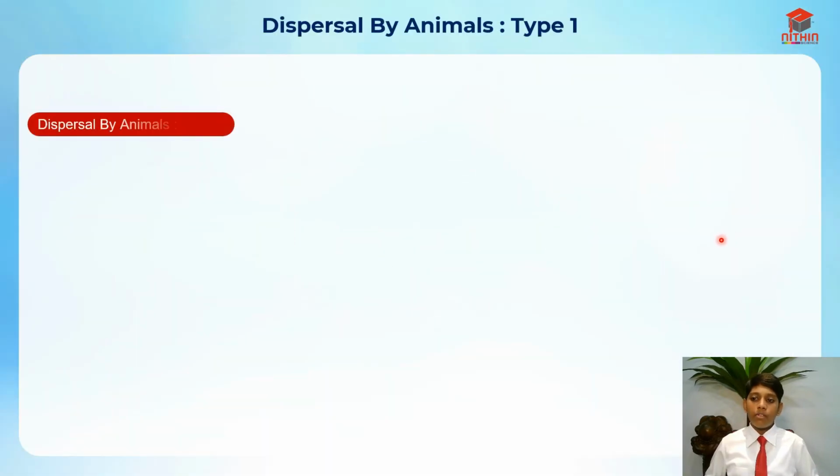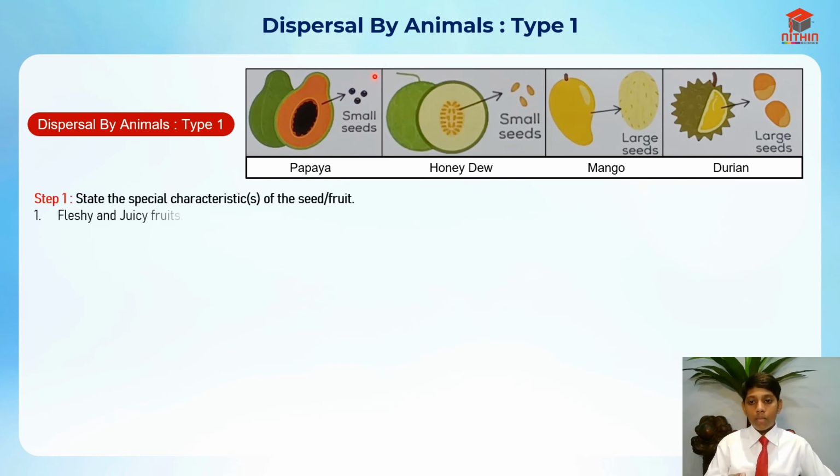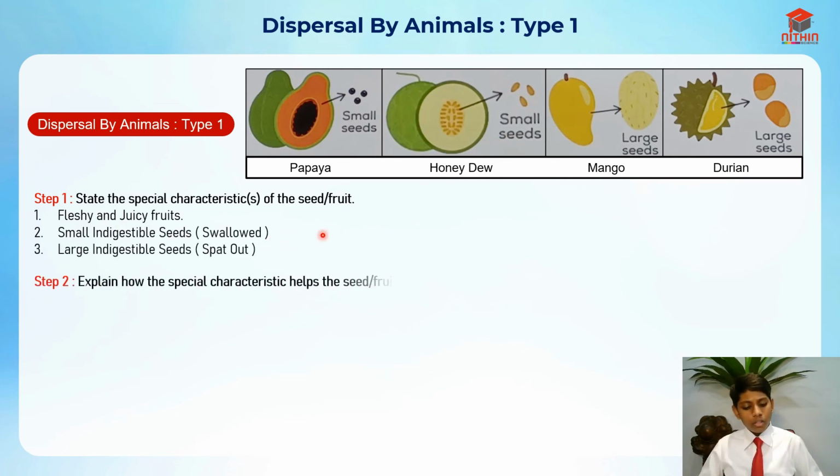For type 1 animals, some of the things that I can show you for indigestible seeds are like the papaya. They have small seeds. Honeydew also has small seeds. Like I said, I gave you an example of mango, right? They have very large seeds. And also durian, when you eat durian, you also see that they have very large seeds. These are just examples, so keep this in mind. If they ask for examples in the exam, just remember these examples and you can state them in the exam.